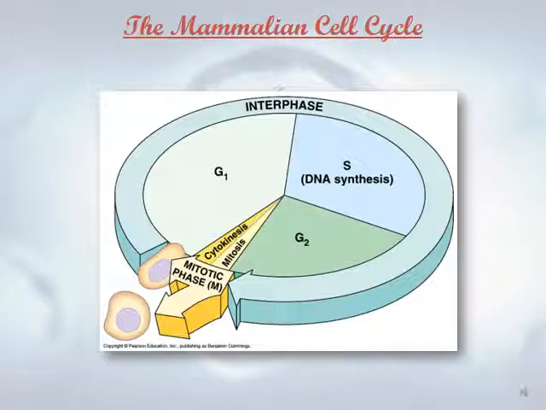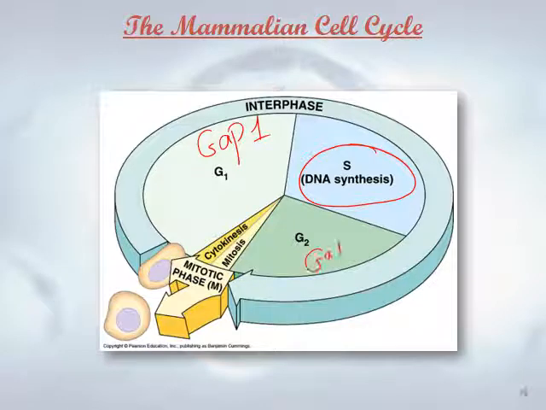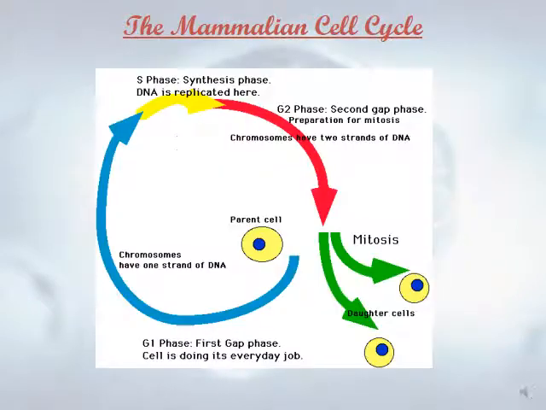It includes the interphase, G1, called gap 1. We have the S phase, DNA synthesis, where duplication of DNA occurs. G2, gap 2, prepares the cell for the process of mitosis. Mitosis, as we said, has prophase, metaphase, anaphase, telophase, and finally the division of the cell into two daughter cells, called cytokinesis. So this is the mammalian cell cycle.